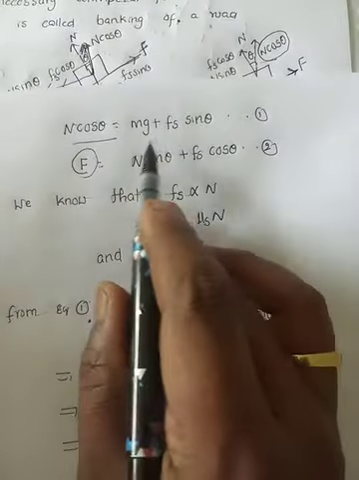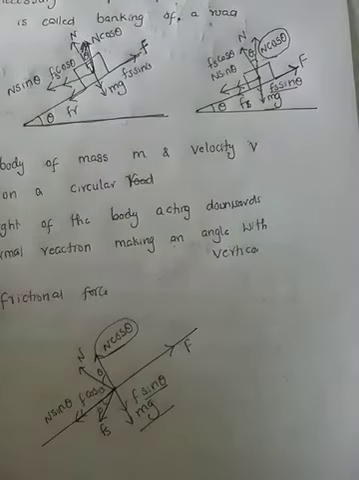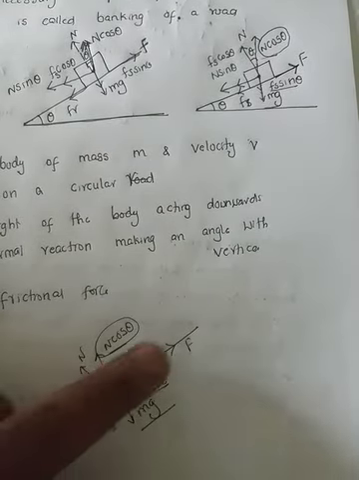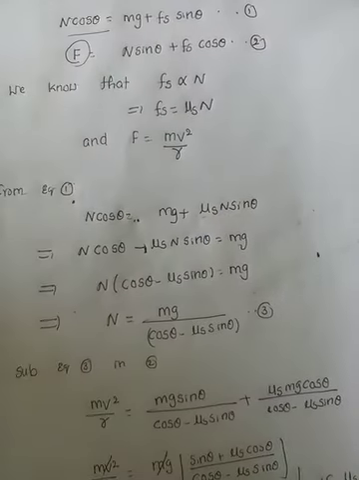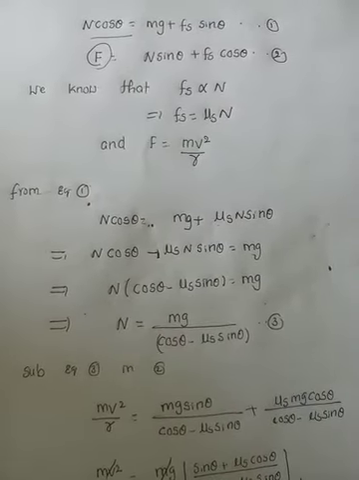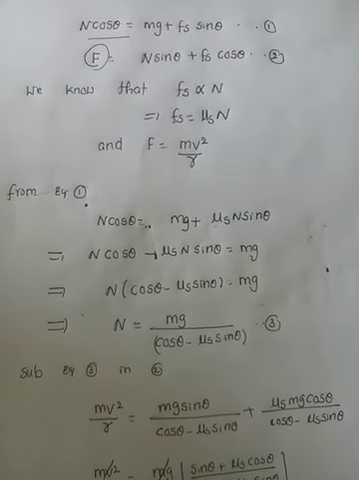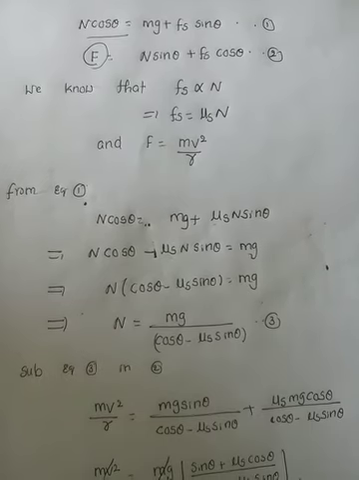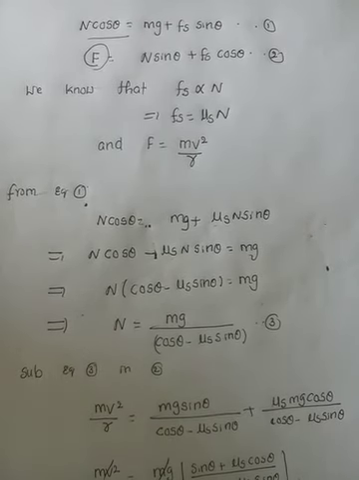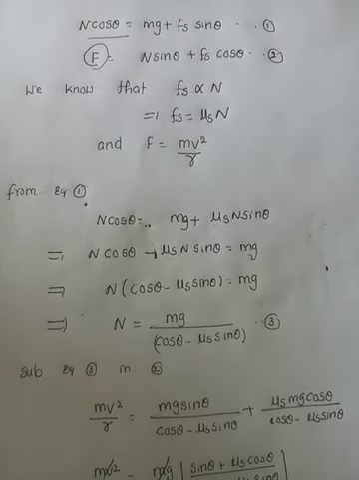N cos theta is equal to Fs sin theta plus mg. In the same way, N sin theta plus Fs cos theta is equal to F. So, we have taken F is equal to N sin theta plus Fs cos theta. As we know very well, Fs is directly proportional to N, Fs is equal to mu s into N. We substitute that value. Okay.